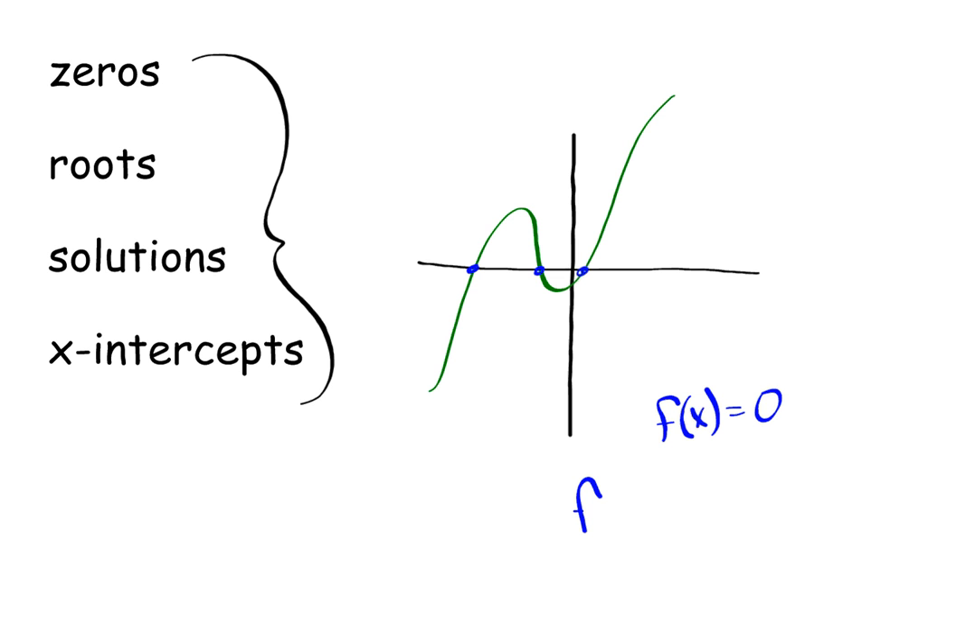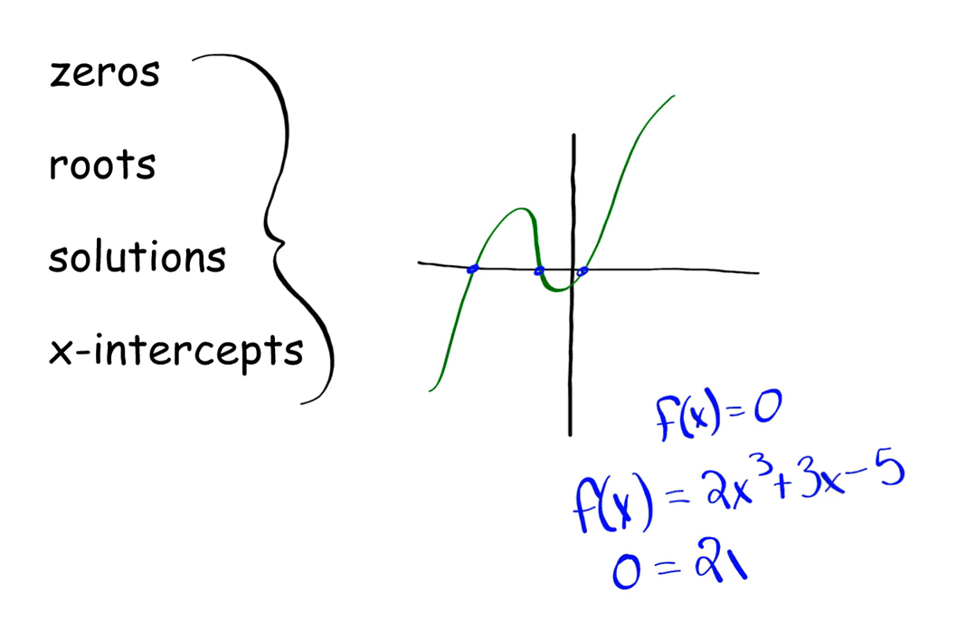So if my function was something like 2x cubed plus 3x minus 5, what I would be saying is I want to solve this. So this is where we get the word solutions being the same thing as the zeros, as the x-intercepts on these dots. And they're called roots. I have no reason why they're called roots. They just are. And so you have to know that.